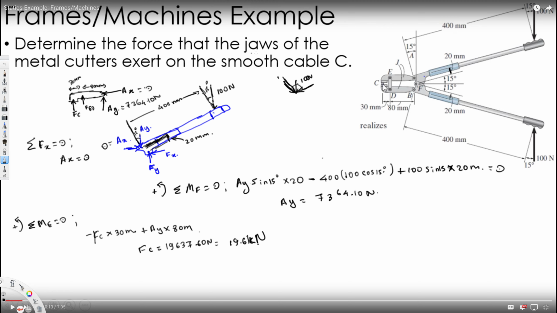Determine the force that the jaws of the metal cutter exert on the smooth cable C. So Fc is the question, and we have found it.